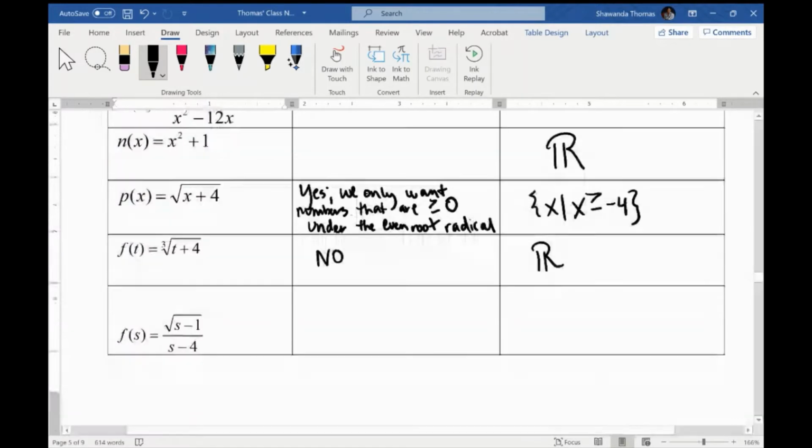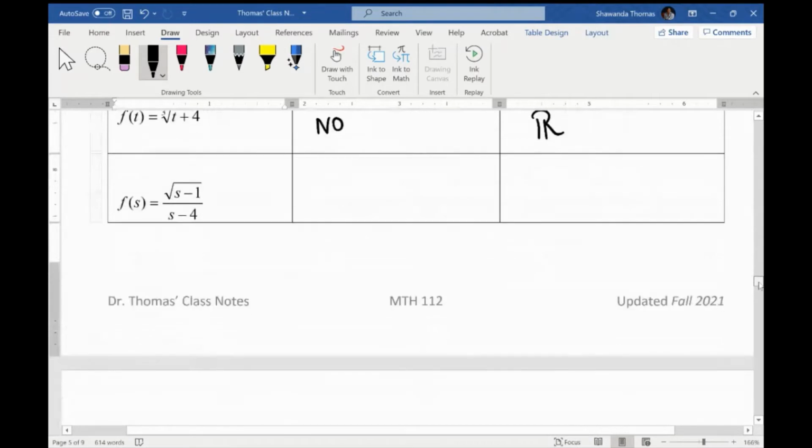All right, this one, f of s, actually involves both situations. Y'all see the fraction, and you also see the radical, the even root radical. Which one do you want to deal with first? Because we got to deal with both of them. The fraction. So what do we need to do? Set s minus 4 to 0. Very nice.